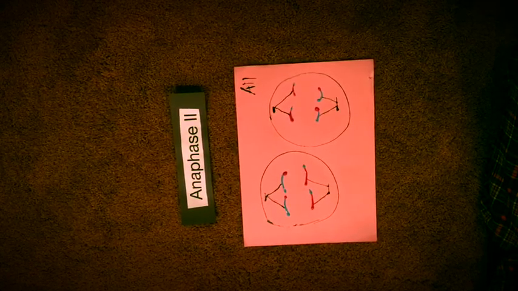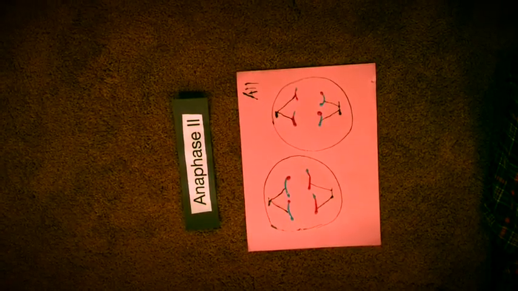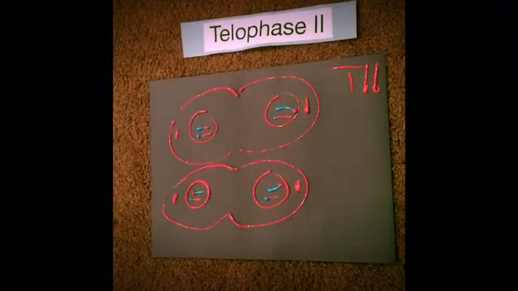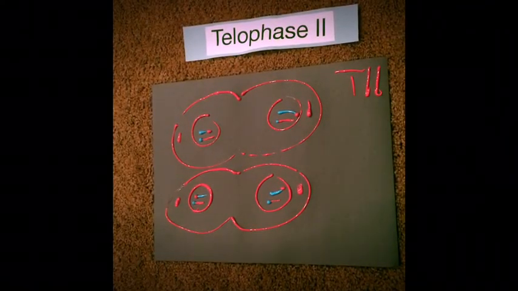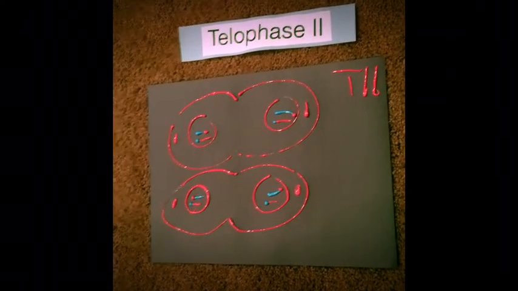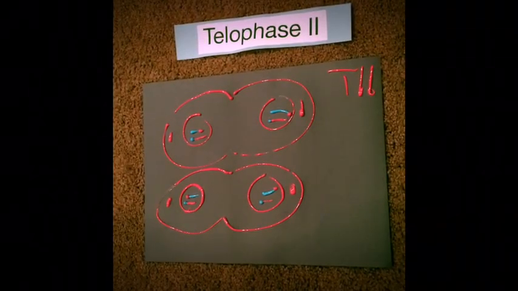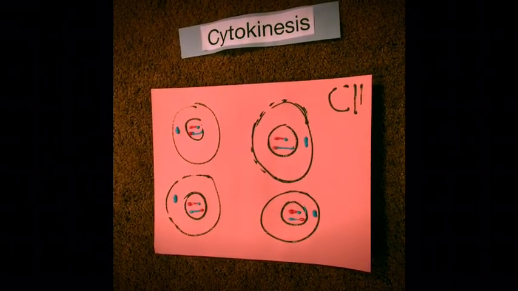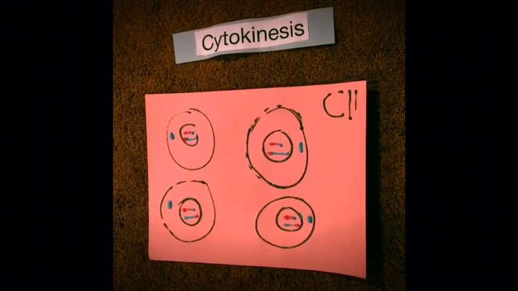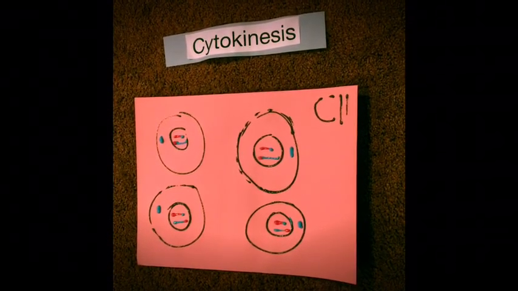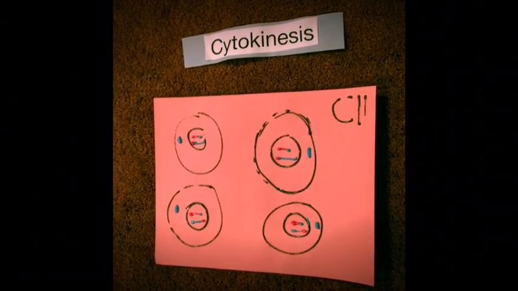Anaphase 2, sister chromatids are pulled to opposite sides of the cell. Telophase 2. The nuclei reform and chromosomes begin to uncoil. Cytokinesis splits the cytoplasm and 4 new cells are created.